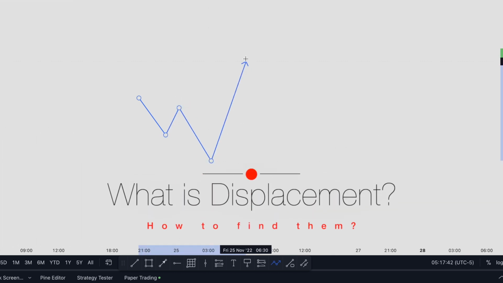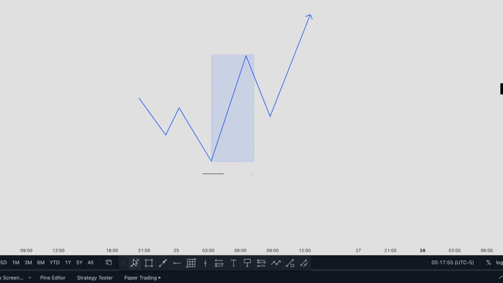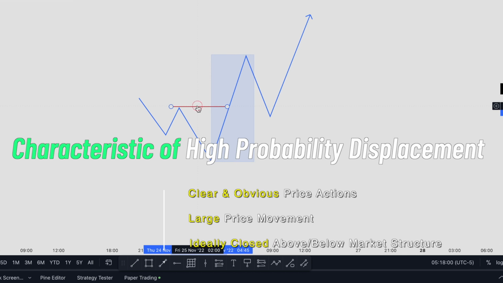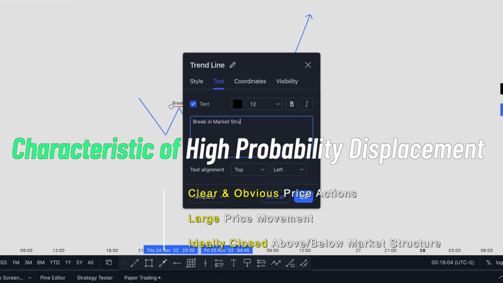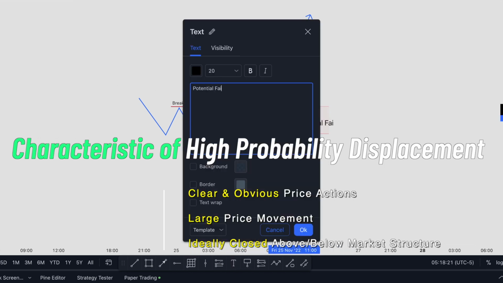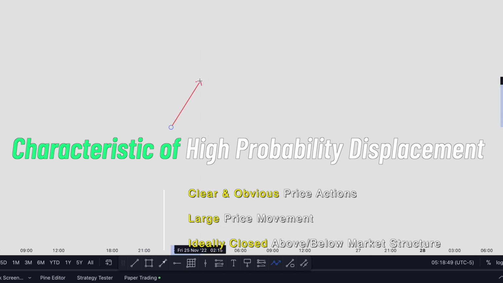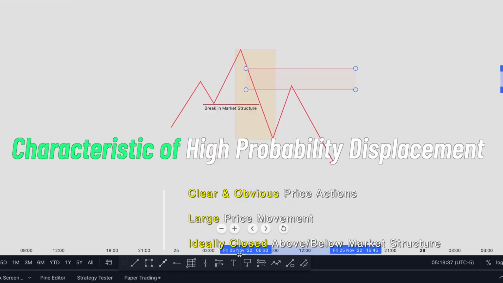So, what is displacement? Displacement is simply a break in market structure with energetic move or impulsive move. How energetic is energetic? First of all, displacement must be very obvious. It must show a real willingness to go higher or lower. If you have any doubts, it is not a displacement. It also has a large movement that covers relatively longer distance above or below the market structure. Ideally, you want it to close above the structure. It is optional, but personally I like it to close above or below the structure. That to me is a little bit more significant.